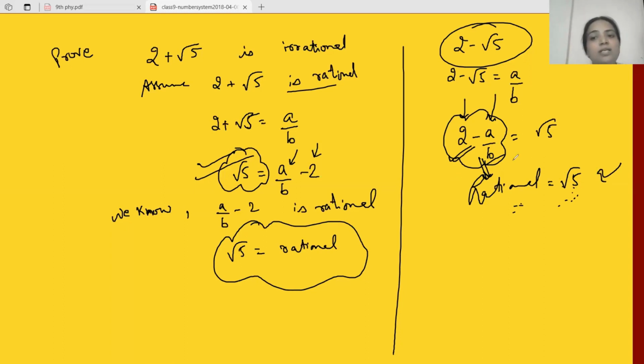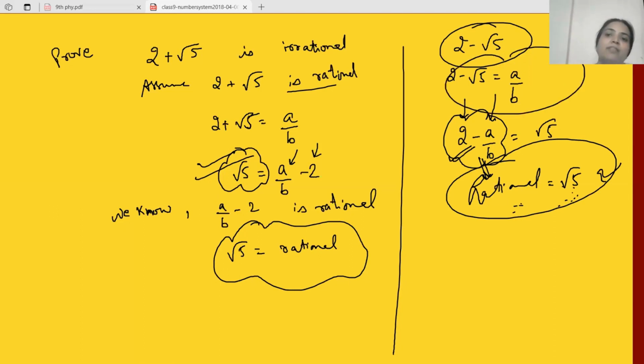Now because your conclusion is on the contrary to the fact that √5 is irrational, that means your assumption here is wrong. That this can never be in the form of a/b, where b is never equals to 0 and a and b are co-prime. Understood, Srishti, or not?